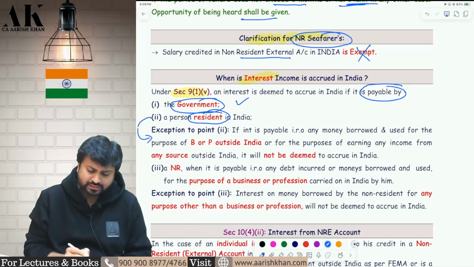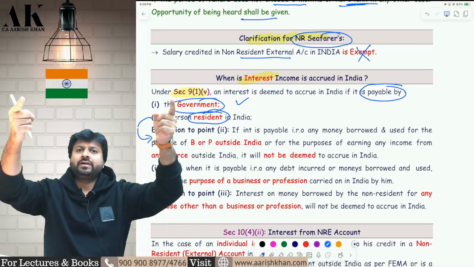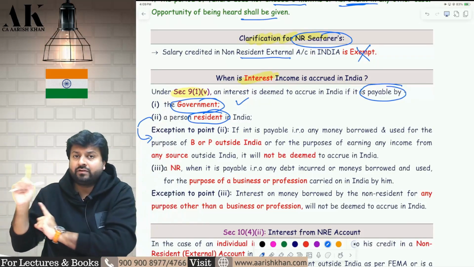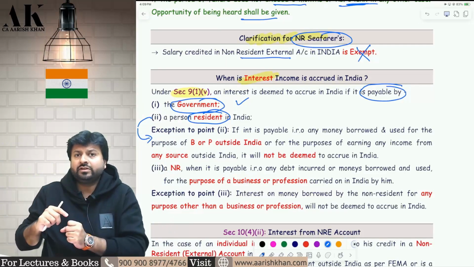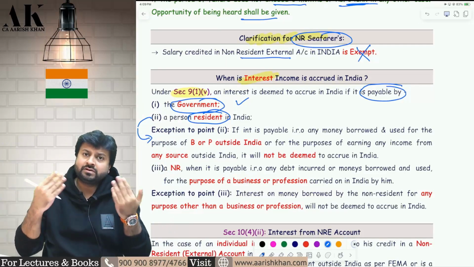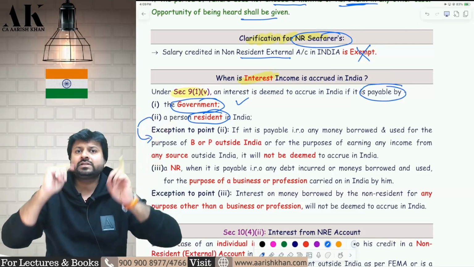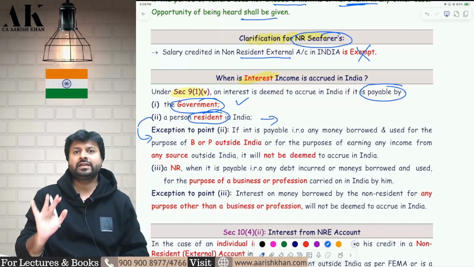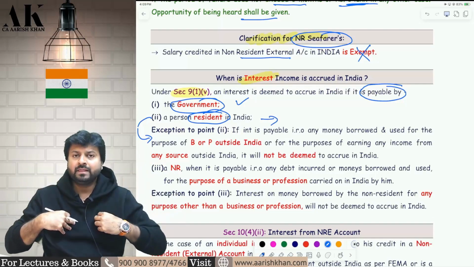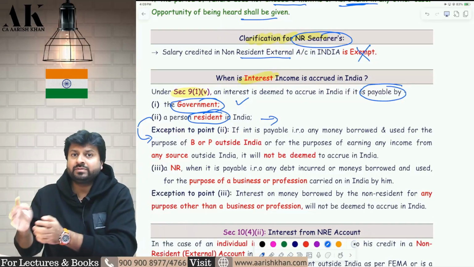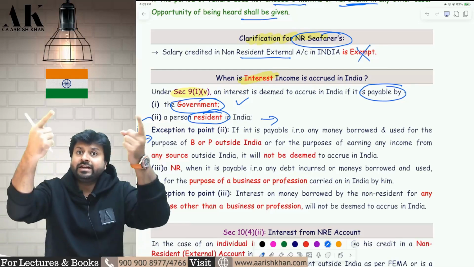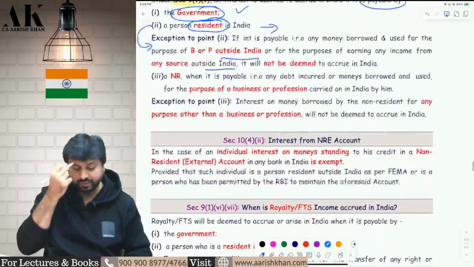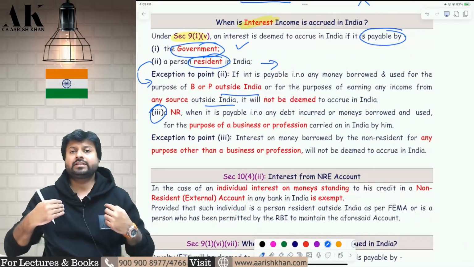But for point number 2, there is an exception. If I am a resident and I take a loan from a non-resident, and I use that money outside India for the purpose of business or profession, or for other purposes, then the interest which I am going to pay will not be deemed to accrue or arise in India. Therefore, for point number 2, it is very clear: if a resident takes a loan and that money is used in India for business purposes or for other purposes, then only the interest will be accrued, otherwise it is not accrued. You can check it over here. I hope it is clear to all of you. Now the third point is when interest is payable by a non-resident.